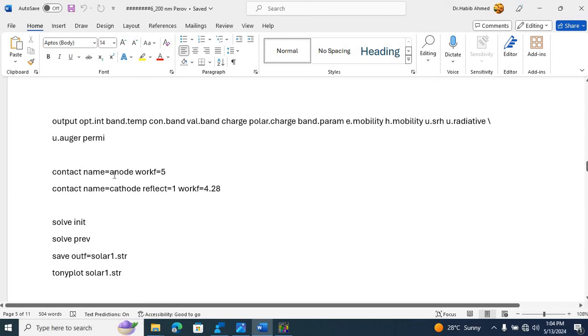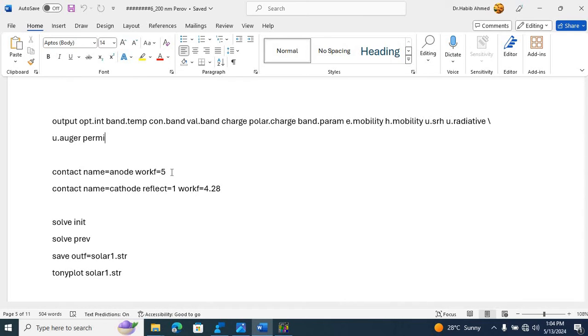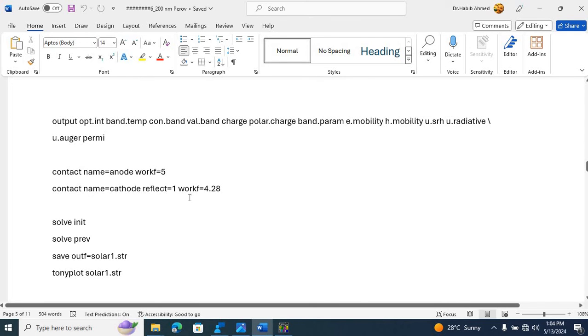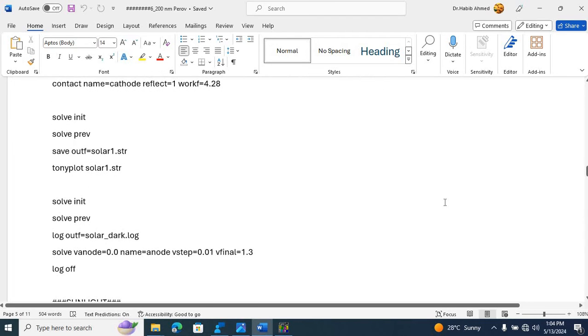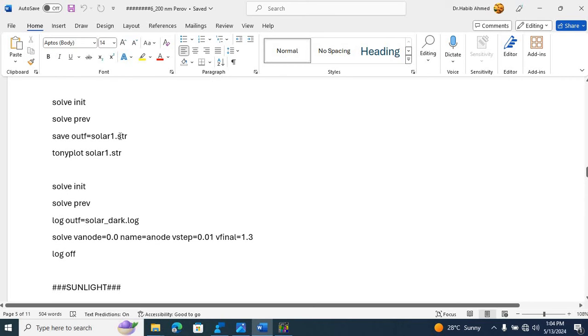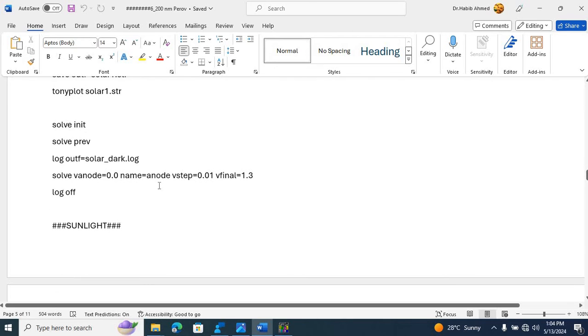Then I have set the anode work function to 5. My anode is indium tin oxide, which has a work function close to 5 electron volts. Similarly, my cathode is aluminum, which has a work function of approximately 4.3 electron volts. Then I save the structure under thermal equilibrium and plot the structure. Now I want to look at the current voltage characteristics of the perovskite solar cell under dark conditions. So I sweep the anode voltage from 0 to 1.3 volts with a step of 0.01 volts.